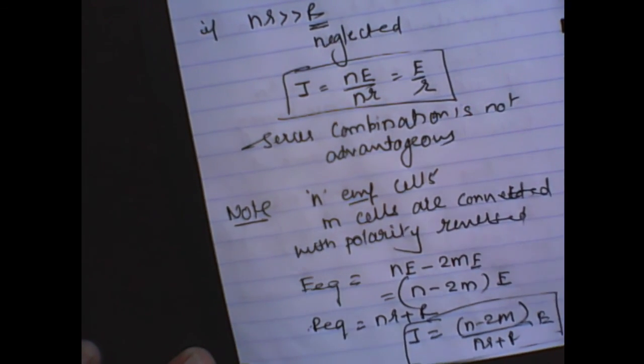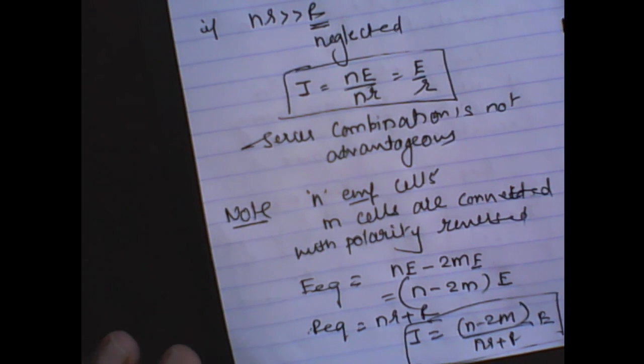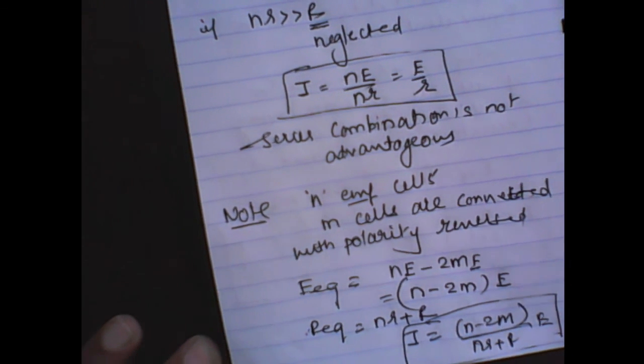So this is when the polarity of m cells is reversed. Okay, I hope you understood this much.